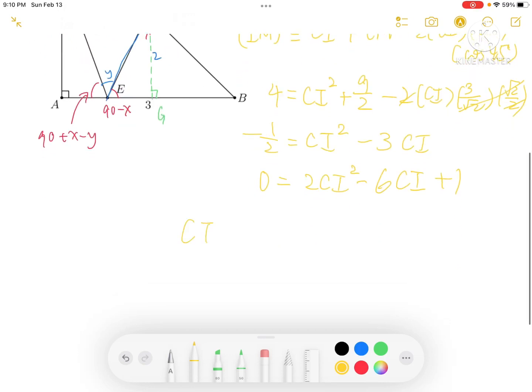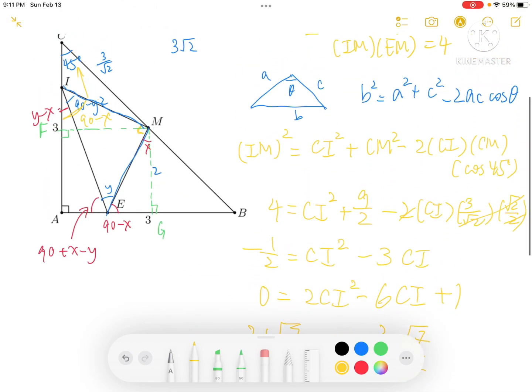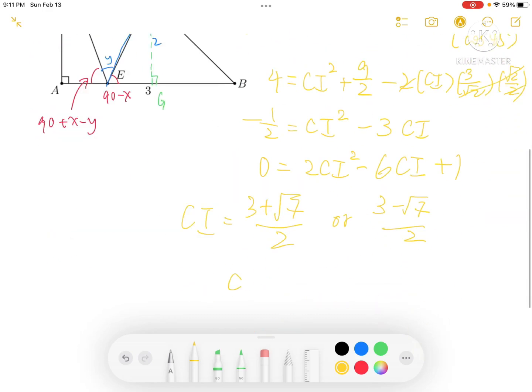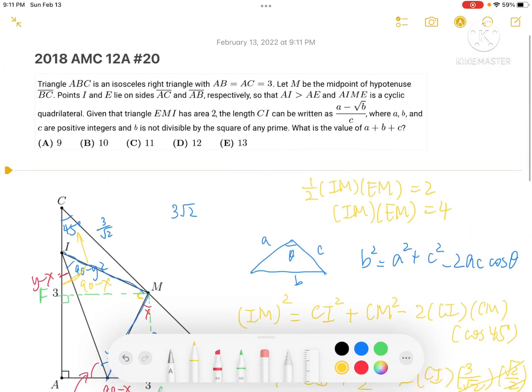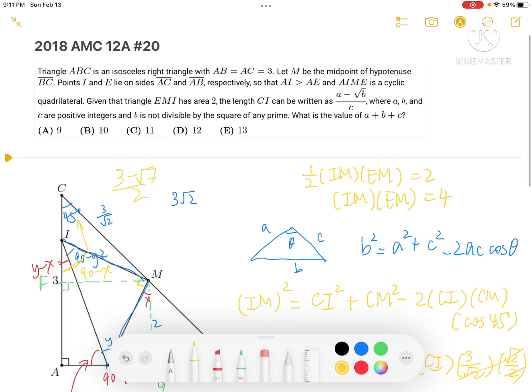So we can just use the quadratic formula to solve this. CI is equal to 3 plus square root of 7 divided by 2, or 3 minus root 7 divided by 2. And we know that CI must be smaller than 2 because it's the shorter side. And this one over here is larger than 2, so it's rejected. So the length of CI is just 3 minus root 7 over 2.